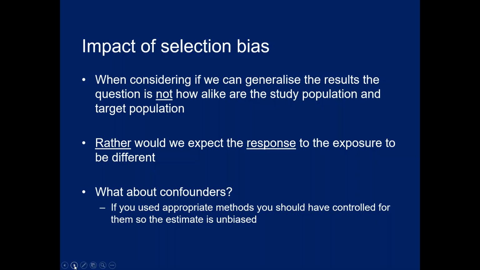Now, often people say, well, what about confounders? And we're going to talk more about them in a little bit. But it's really important to realize that when you control for confounding, which we will talk about how to do, then what you actually are left with is an unbiased estimate. So that estimate is adjusted for confounding. And so the question is, do we think the response is going to be similar? And if it is, and we have controlled for confounding, we can take that as what we would expect to find in our own population.